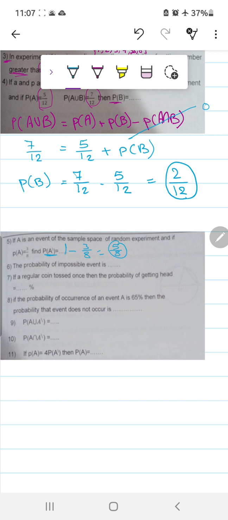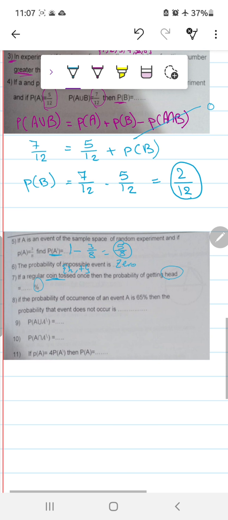The probability of an impossible event, as we said, is 0. A certain event or sure event equals 1. For a regular coin, the sample space of the coin is head and tail. The probability of getting head equals how many percent? As we said, head and tail, two halves. So how many percent? 50%.